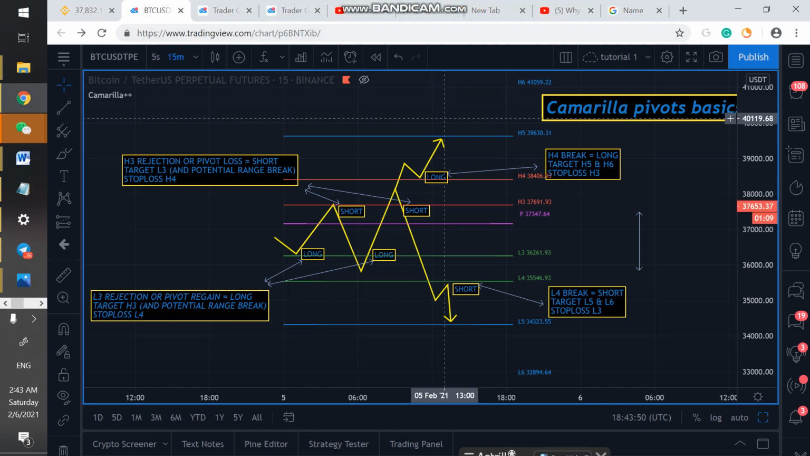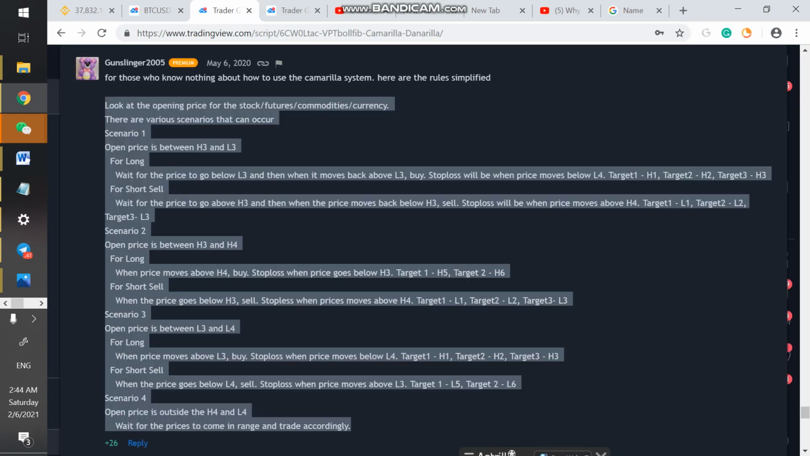Camarilla Basics. I thought about how to best present all the information, so I'm going to split it into two videos. One is just the basic rules and a certain rhythm you can follow to take trades with the Camarilla levels. Here are the standard unadulterated rules for Camarilla.